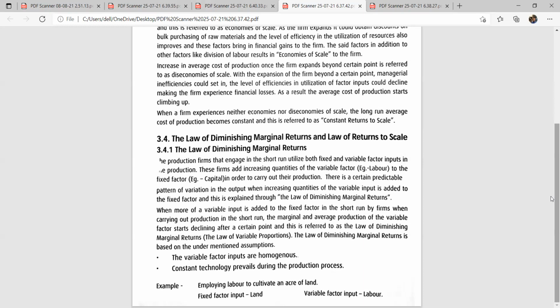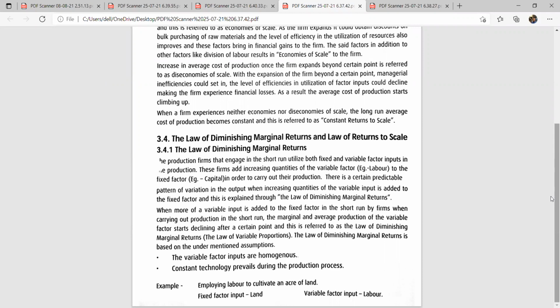In the short run, only variable resources are increased in order to increase the production, while fixed factors are held constant. As a result, we can identify the changes in cost, especially average cost. So it is determined by the law of diminishing marginal returns. What does this theory imply?